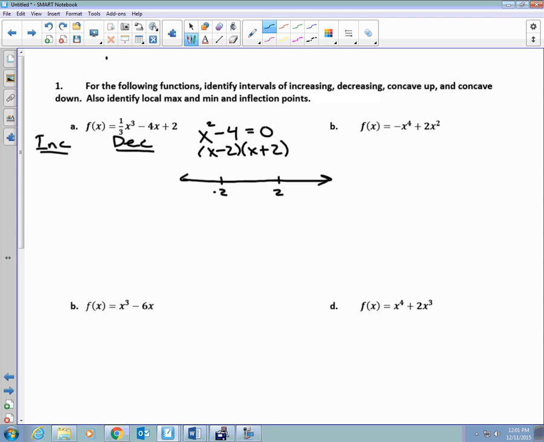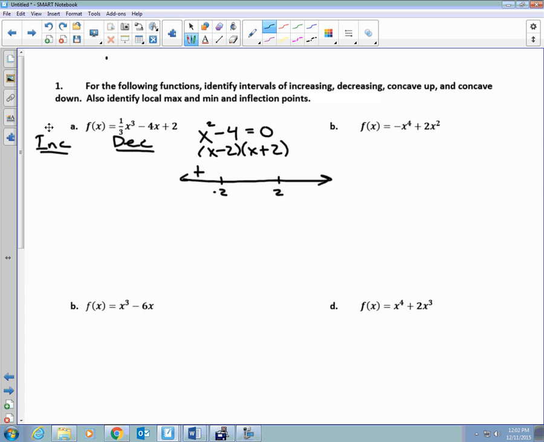What I will do now is I will test. And I will test by plugging in values. What is a value to the left of -2 you can plug in? Plug in -3. What is -3 minus 2? So it is negative, right? And -3 plus 2 will be a negative. A negative times a negative is a positive. So the first derivative is positive from -infinity to -2.